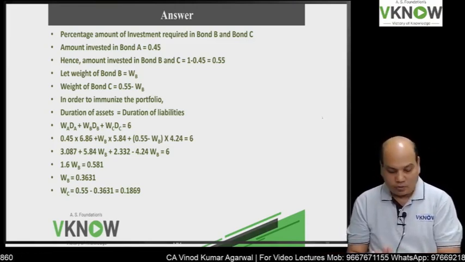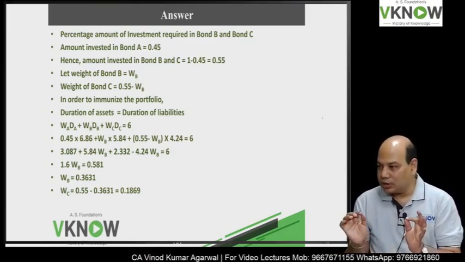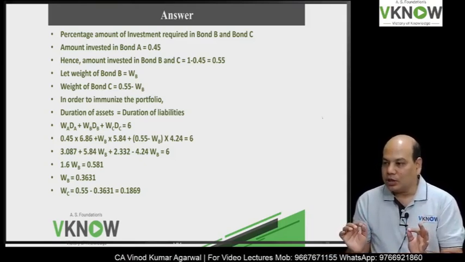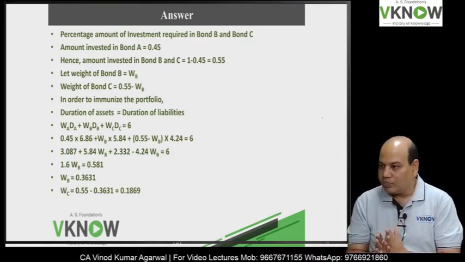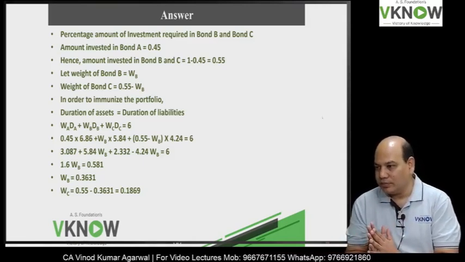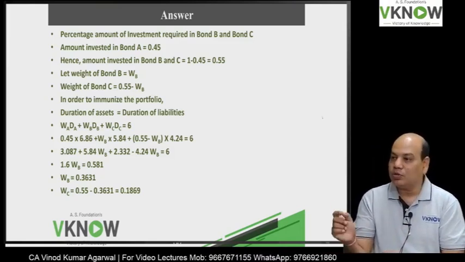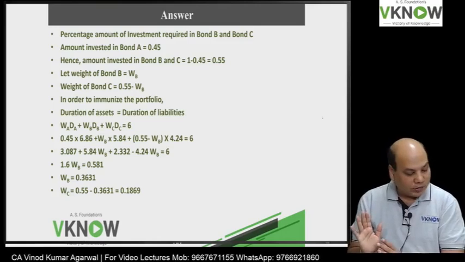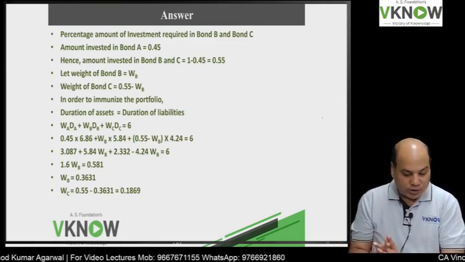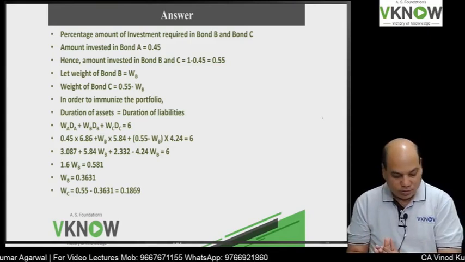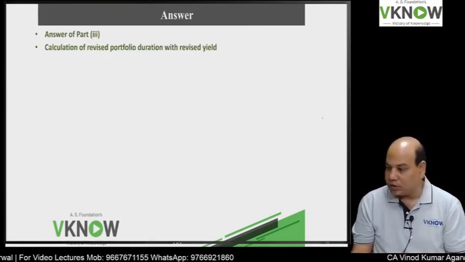Why or why not? So what you should do now, you should calculate the duration of this portfolio again based on revised duration. Weights you have computed, and if it is equal to 6, then we will say it is still immunized, and if it is not equal to 6, then we will say it is not immunized. Is it right? So write down the answer part 3.